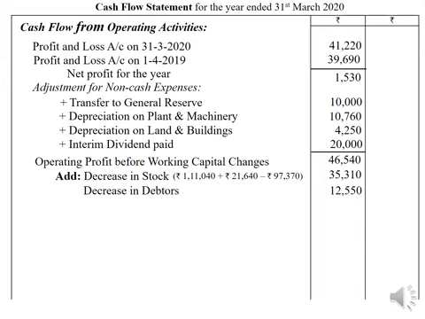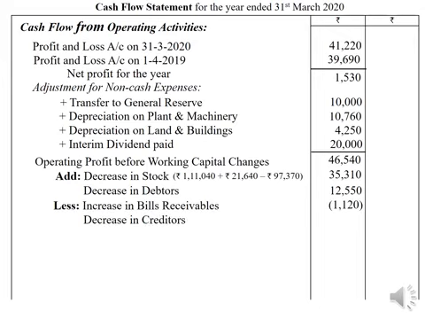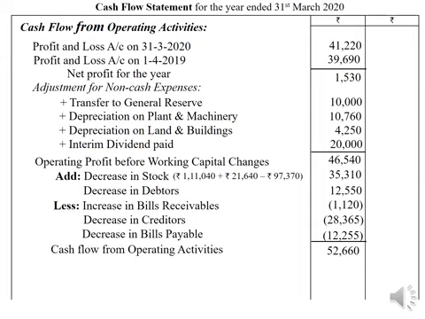Next is decrease in debtors, rupees 12,550. Next, less items: increase in bills receivable, rupees 1,120, minus figure. Decrease in creditors, rupees 28,365, negative item. Decrease in bills payable, current liability it is. If current liability decreases, cash flows out. Therefore, minus figure 12,255. Adding and subtracting these items, we get cash flow from operating activities 52,660, positive figure.